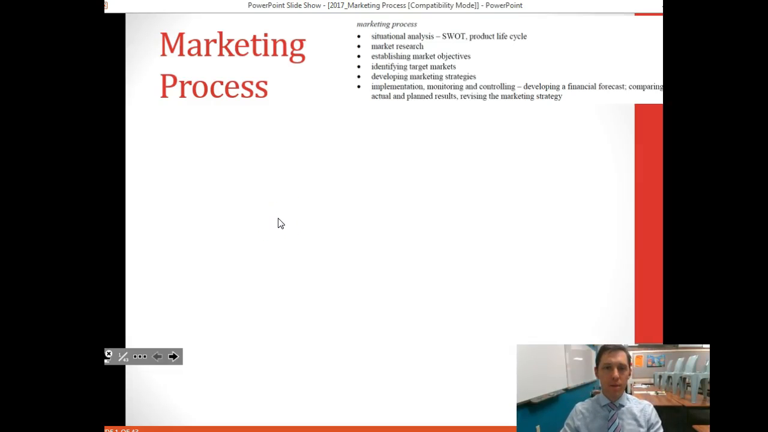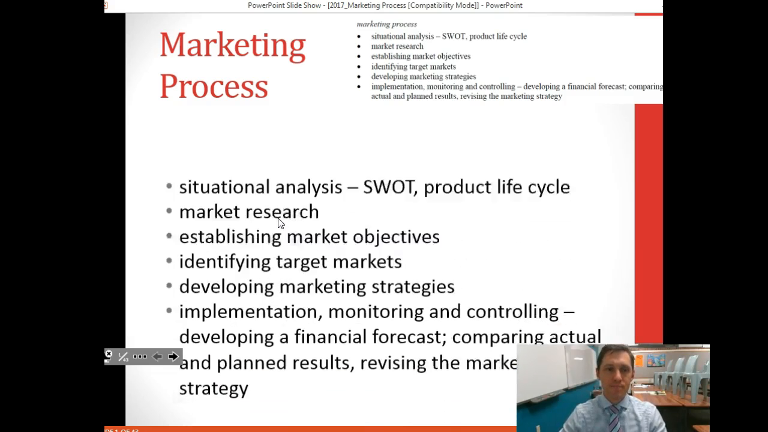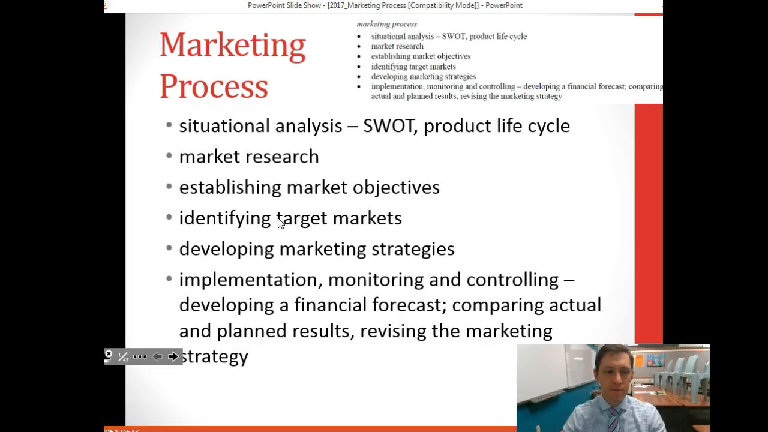Okay, we're up to the marketing process now, so chunk 3. So we've just finished marketing influences. Now we're moving on to marketing process. Marketing process is effectively a part of the syllabus that looks at the marketing plan of a business and the steps that a marketing executive or person would need to go through in order to establish the marketing plan for the business. And there are 6 key elements to that process.